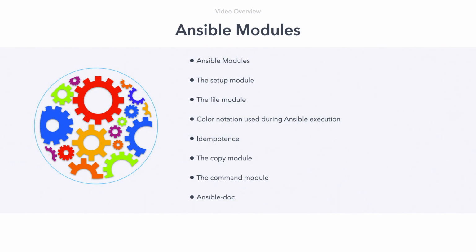Ansible is a batteries included framework and comes with a multitude of modules covering a variety of different areas. We'll start with the setup module, an important module for collecting information also known as Ansible facts. The file module and how we can use this for file-related operations. The color notations used during Ansible execution, and how this relates to a key feature of Ansible known as idempotence.